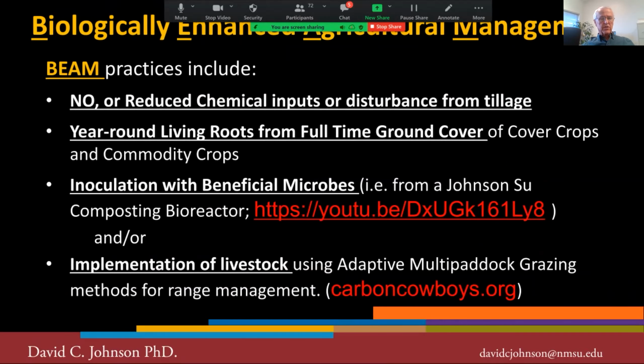So the practices include no or reduced chemical inputs or disturbance from tillage, year-round living roots from either full-time ground cover or cover crops. Also, we suggest inoculation with beneficial microbes like what we produced in the Johnson-Su composting bioreactor, or integration of livestock with an adaptive multi-paddock grazing method.